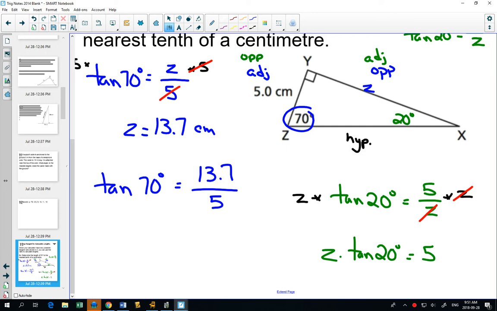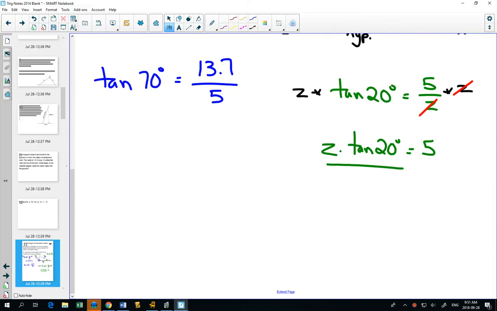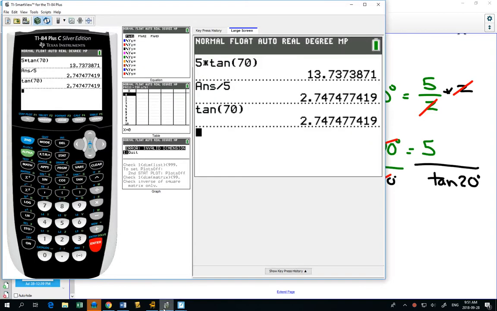Now, if I want to get the z by itself, at least it's not in the denominator, but I'm multiplying by tan of 20. So the opposite of multiplying by tan of 20 is dividing by tan of 20. I would have to do that on both sides. And we get z equal to 5 over tan of 20. So if I try that in my calculator, you have the fraction button on your calculator, and I can write 5 divided by tan of 20, I get 13.7 again, which is good, because it should be the same answer. So it doesn't matter which angle you choose.